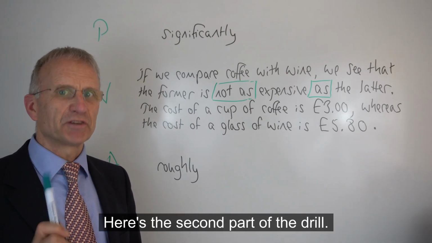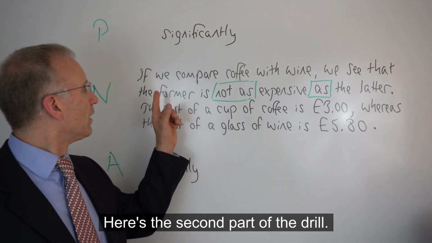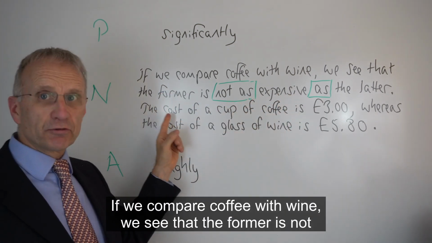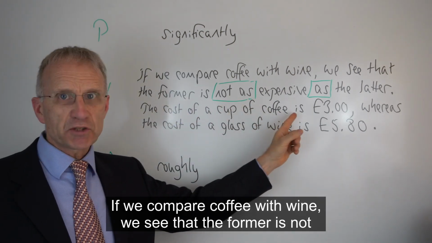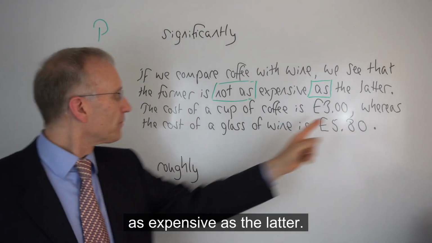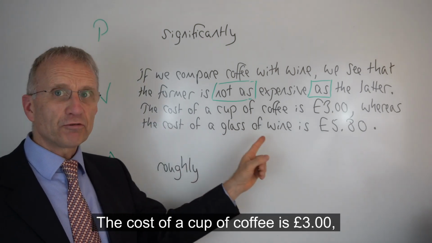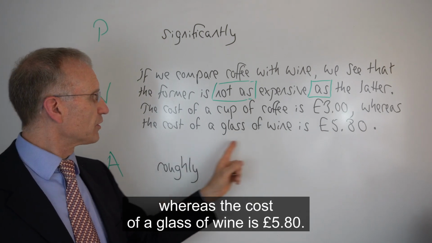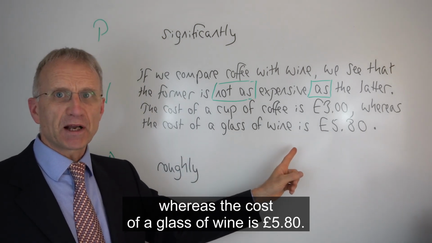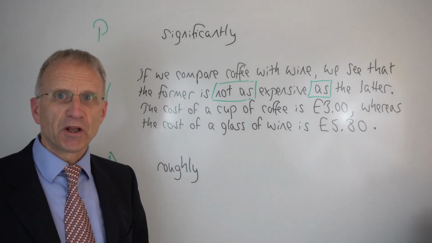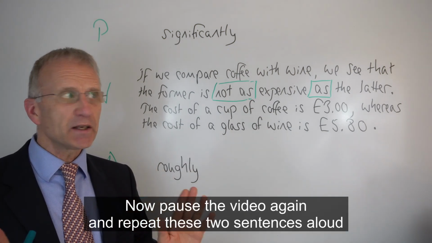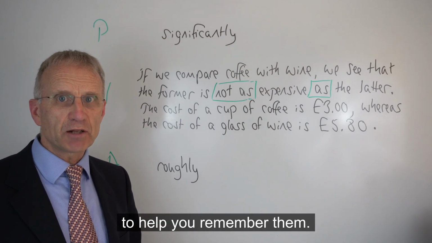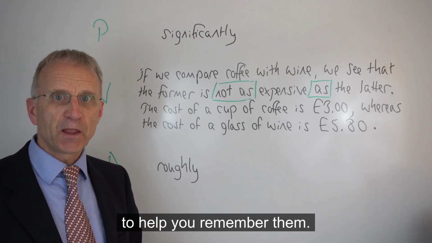Here's the second part of the drill. If we compare coffee with wine, we see that the former is not as expensive as the latter. The cost of a cup of coffee is £3, whereas the cost of a glass of wine is £5.80. Now pause the video again and repeat these two sentences aloud to help you remember them.